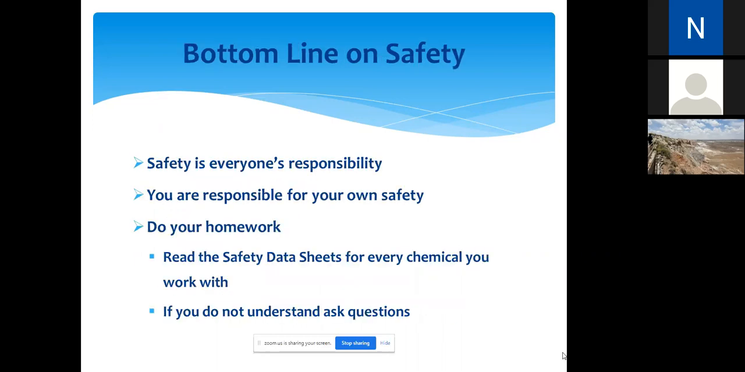The bottom line on safety is it's everyone's responsibility. However, you are responsible for your own safety. Do your homework. You cannot come and wing it. Maybe you did that in 101, where you worked in pairs and the other guy or the other girl liked chemistry more than you did, and therefore you let them do all the work while you were the recorder of the results.